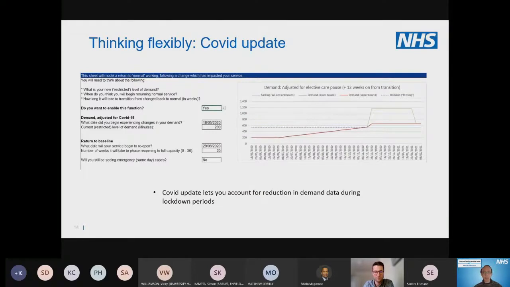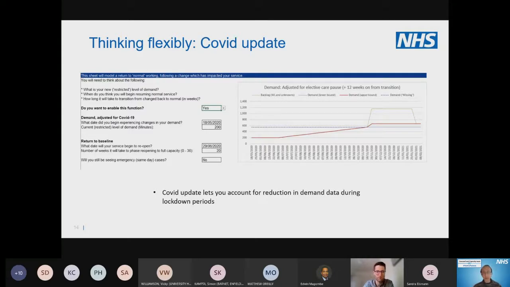So this final bit is just a heads up about updates that we actually are continuing to provide to our models. With COVID, that's obviously changed a lot of things in terms of how services are looking at how they're planning, and also about the demand that's come in, because, for example, there's been a big gap where GPs weren't referring anywhere near as often.